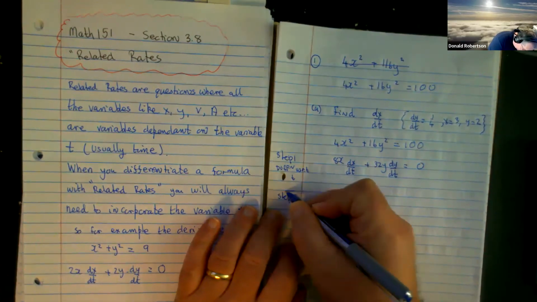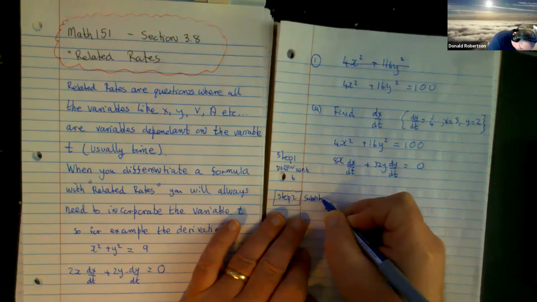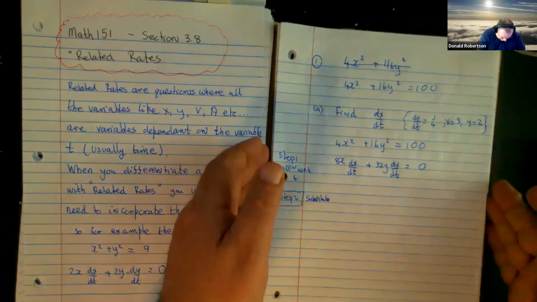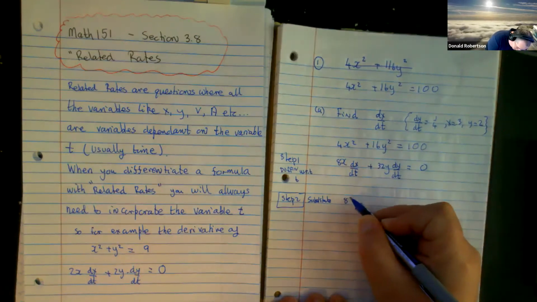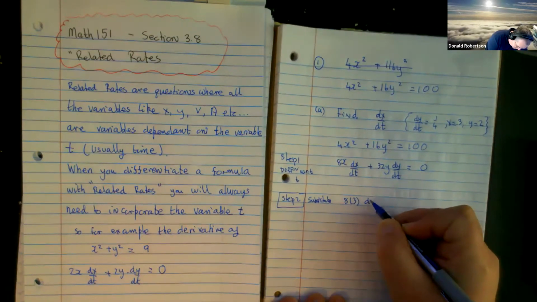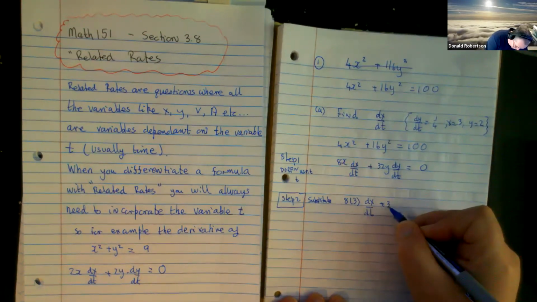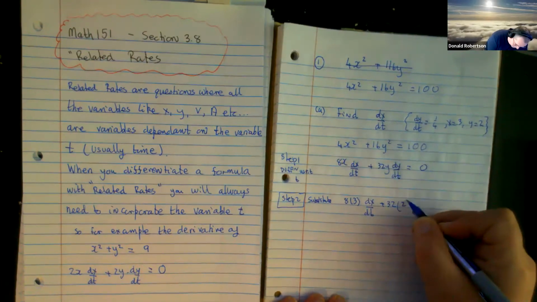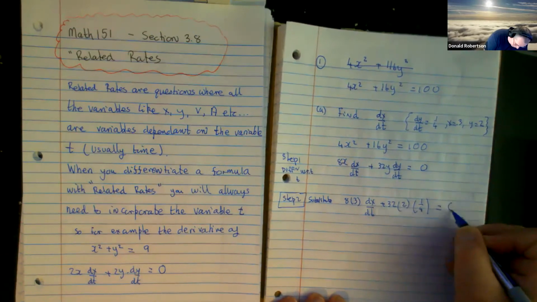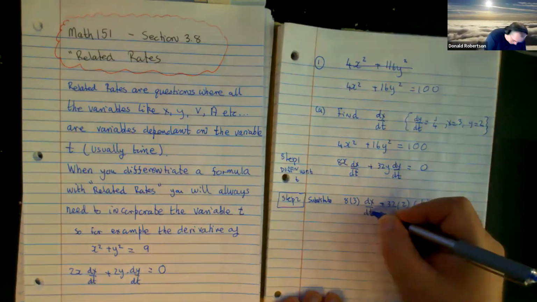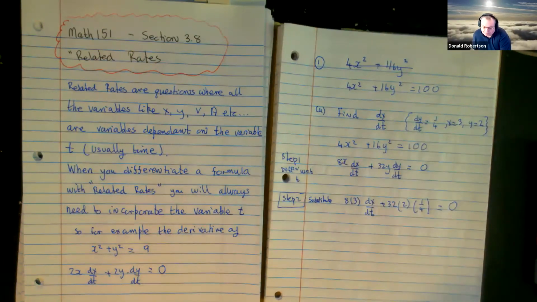The second step is substitute. So in this question, we are told the x is 3. So that's 8 times 3. I don't know what dx by dt is because I'm being asked to find it. Plus 32y. I know what dy by dt is. And it's equal to 0. So you will replace all the variables by whatever value you were told they were equal to.